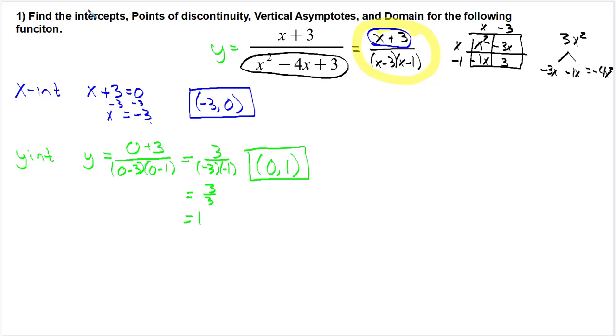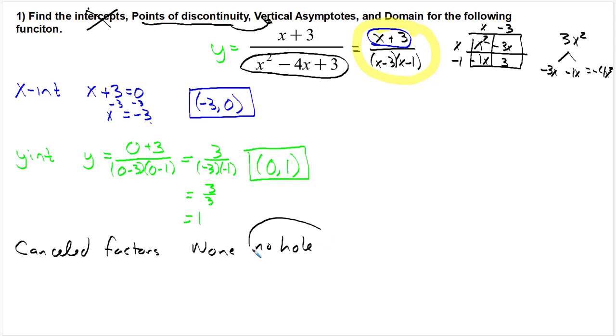Now we're going to find our points of discontinuity, which is going to include the vertical asymptotes. So I look to see any canceled factors, and there were none. So that meant there are no holes or removable discontinuity. That's just where a gap, where the graph would actually skip a number. It could not actually be at that spot.